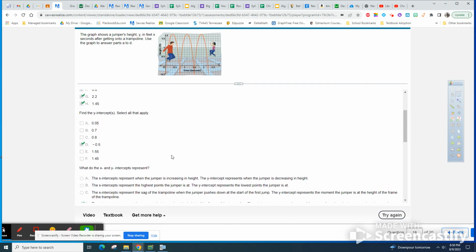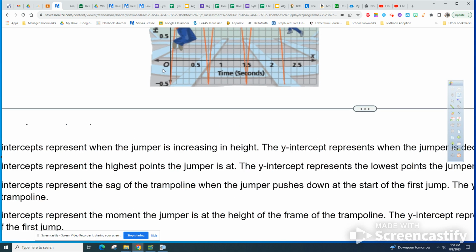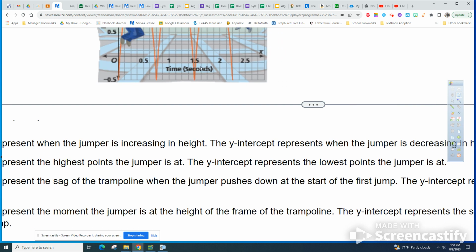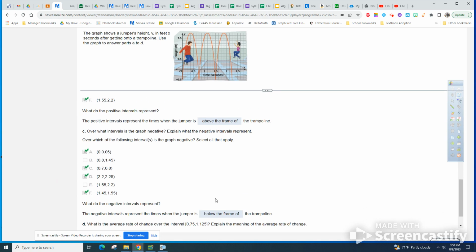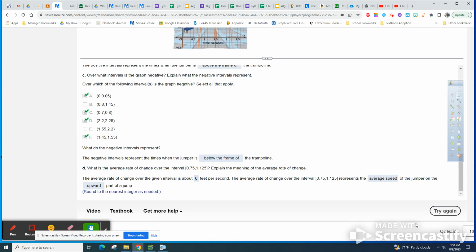But I want to talk about the negative section because I almost missed it. So from 0 to 0.05 is negative, but so is this point to this one here. So that's a 2.25. And I forgot to put that one in at first. So there's 4 of those there. And then the negative is where it's below the frame. You got to do some calculating, some points there. You got to do a little bit of working on that, and average speed upwards in this case. So let's go on to our next question.